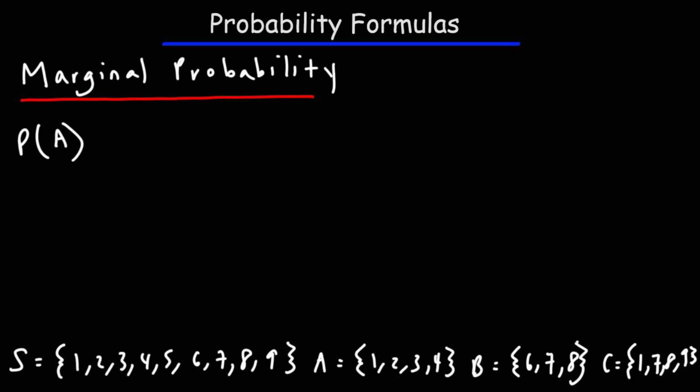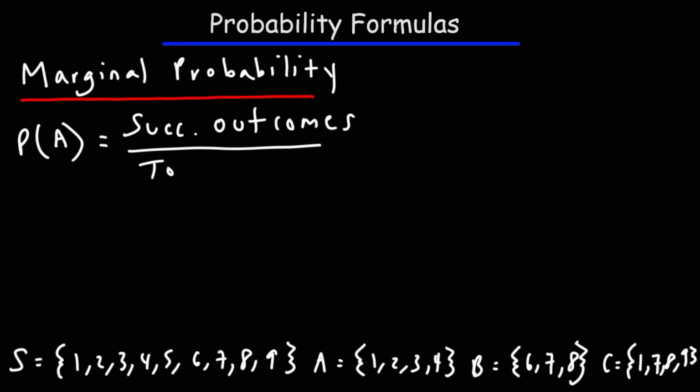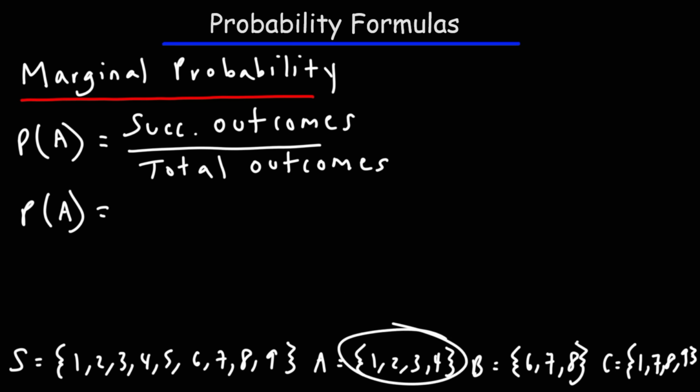So that would be an example of marginal probability. We want to calculate the probability of a single event occurring. The probability that an event will occur is equal to the number of successful outcomes divided by the total possible outcomes that exist. So in this problem, the probability that event A will occur, we have 4 successful outcomes out of 9 possible outcomes, so it's going to be 4 out of 9.